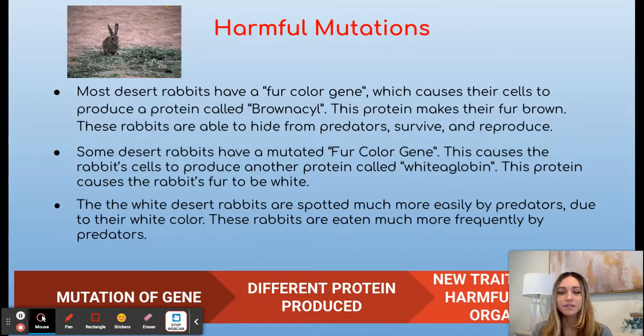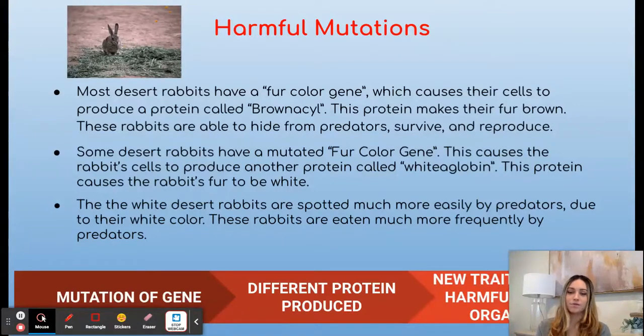So there's a species of desert rabbit, you can see here in the picture, that have a fur color gene. Most rabbits on their fur color gene has a set of directions or a code that tells their cells to produce a protein called brownocells. This isn't the real protein name, I'm just simplifying it for us. This protein causes the cells to create brown fur. This is great for the organism because these rabbits are then able to hide from their predators, which allows them to survive and reproduce, making more bunnies and being very successful evolutionarily.